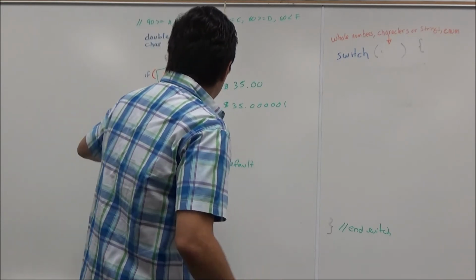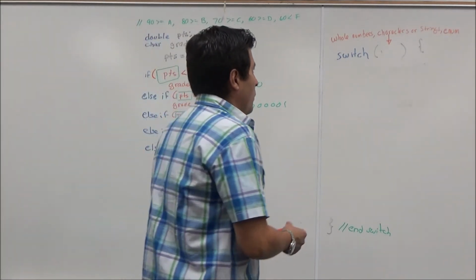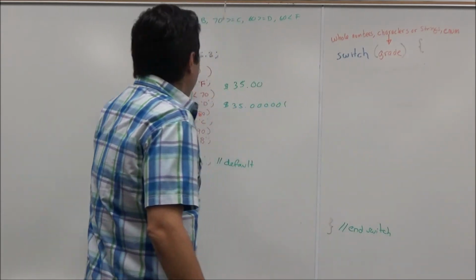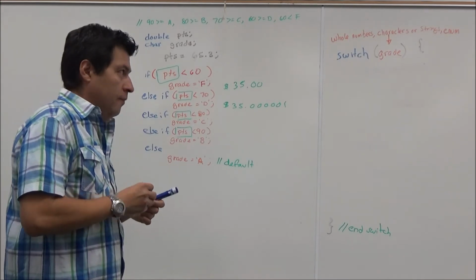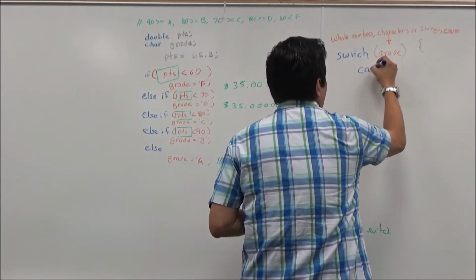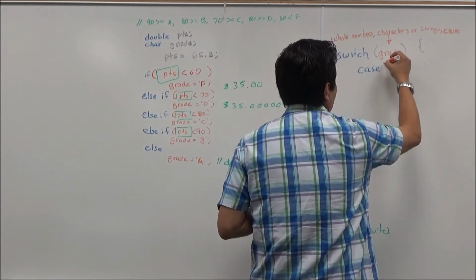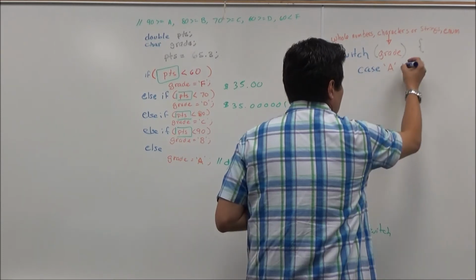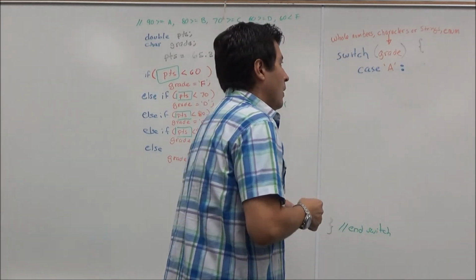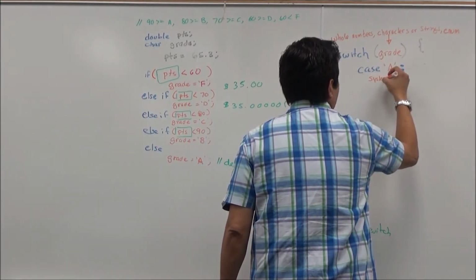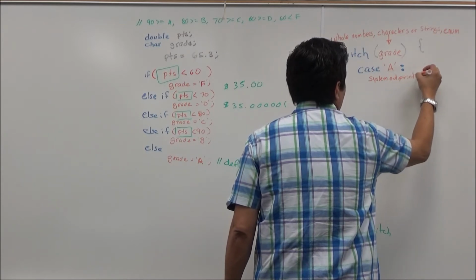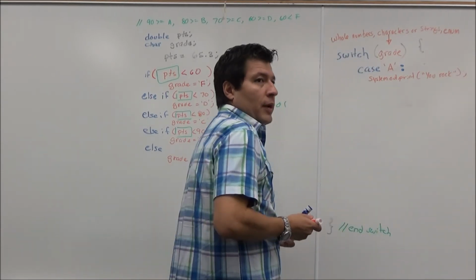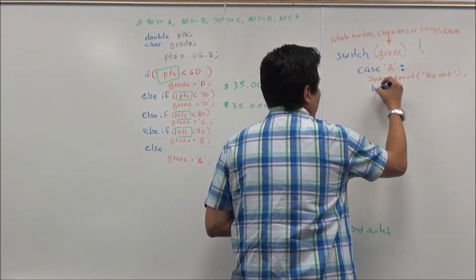So we did this code first, and then we're gonna check the grade here. The grade is a character, so we can test that one, right? I say case, and we can start with whatever value, A. And then I use a colon, and I can do System.out.println, you rock, whatever, and then use a break.